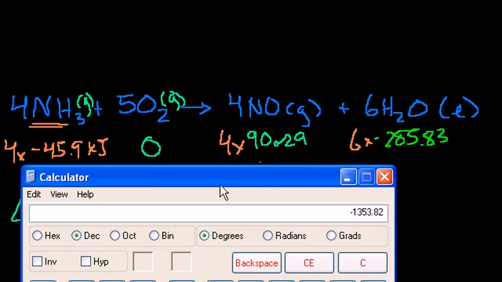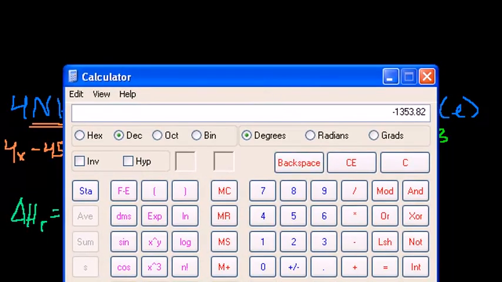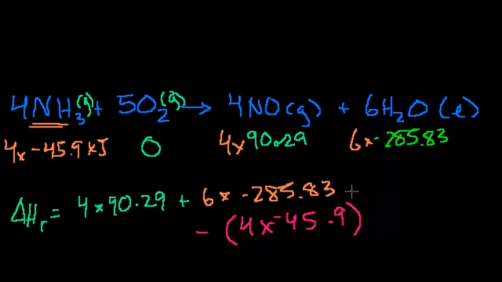Yeah, that looks about right. And now we want to subtract from that 4 times minus 45.9. So we want to subtract 4 times minus 45.9, which is equal to minus 1170. So our delta H of this reaction is equal to minus 1170 kilojoules for this reaction.